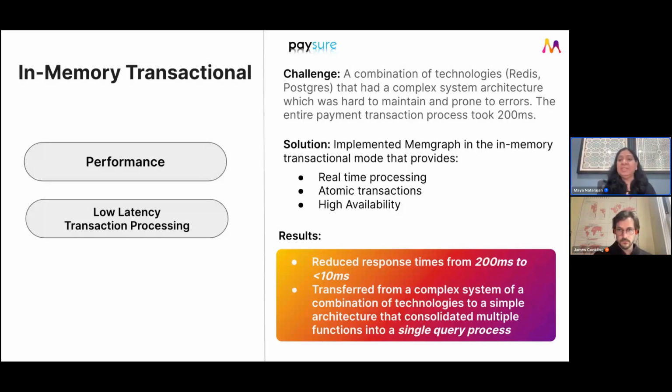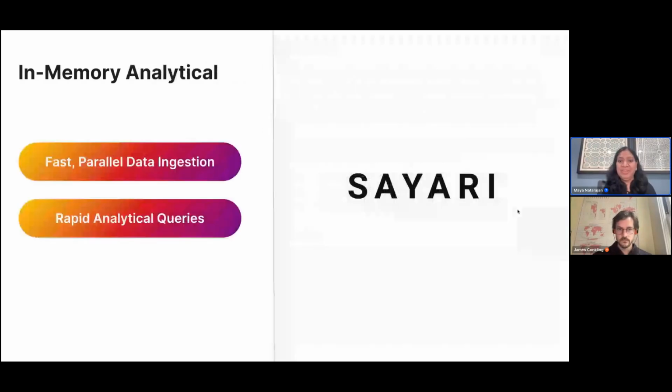That was the in-memory transaction mode. Now let's take a look at when the in-memory analytical mode is used. It's used for rapid analytical queries and when you want to do really quick parallel data imports. I'm not going to give you an example here, as that is what James Conkling from Sayari is going to talk about. Basically, how Sayari is using Memgraph in the in-memory analytical mode, but with a twist. Okay, and so with that teaser, I'm going to hand it to James.